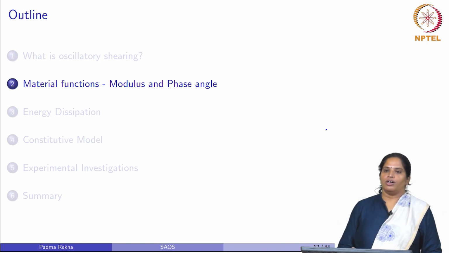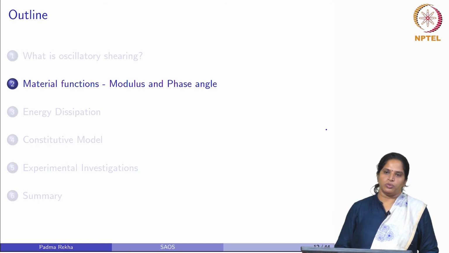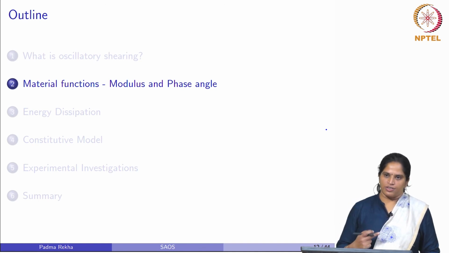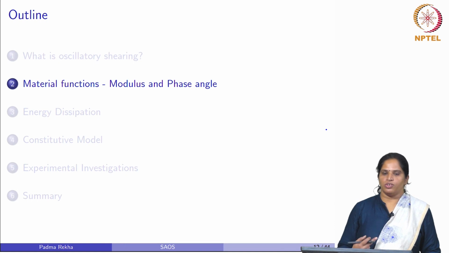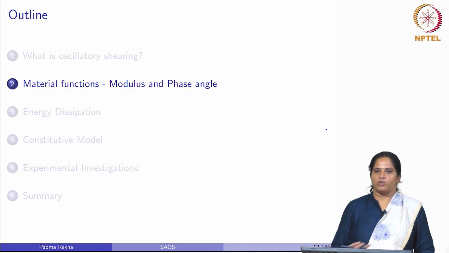So, we know the response of a material to an oscillatory shearing. We can either do a stress control test or a strain control test. Now, what are the material functions? We use them for defining the material under oscillatory shearing.